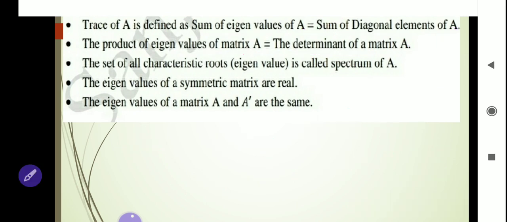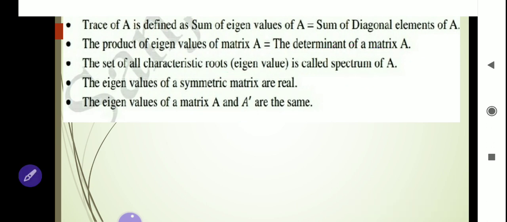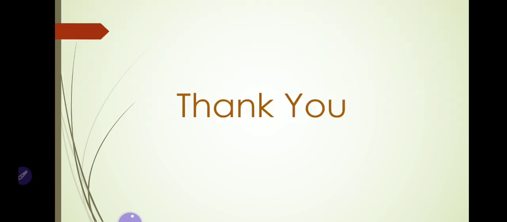The next property is: the set of all characteristic roots, the eigenvalues, is also called the spectrum of the matrix. Then, the eigenvalues of a symmetric matrix are real. The eigenvalues of a matrix A and A transpose are the same. For example, if 1, 2, 3 are the eigenvalues of matrix A, then the eigenvalues of A transpose are also 1, 2, 3. So this is the concept of how to find eigenvalues and eigenvectors.